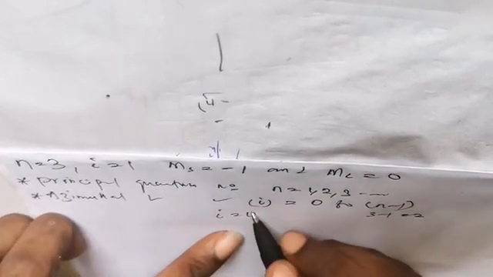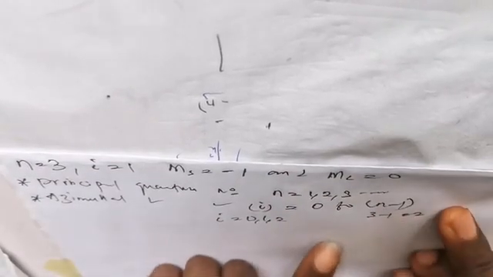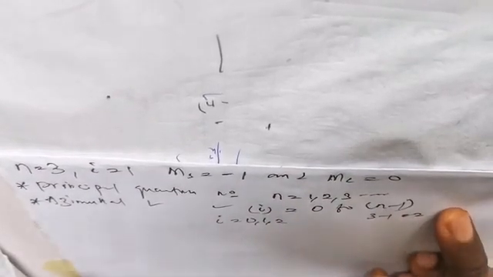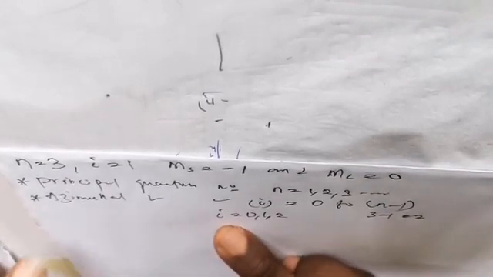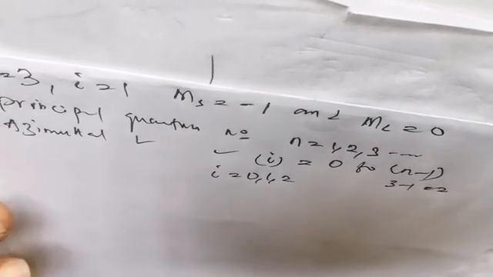Hence, the azimuthal quantum number can simply be from 0 to 1 to 2, because we have n minus 1 here to be 2. So it is possible to have an element that has an azimuthal quantum number of 1, of course. Let's consider now the third one.